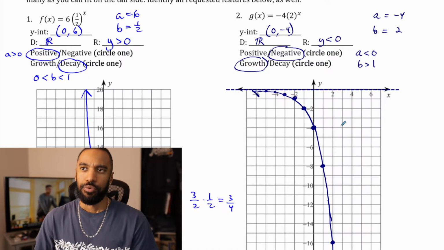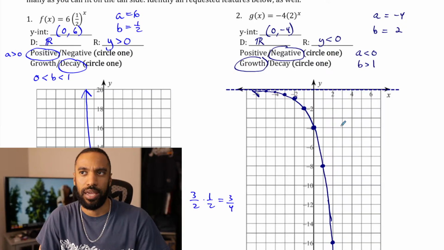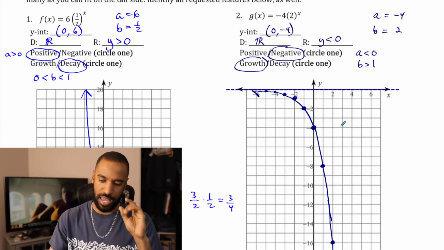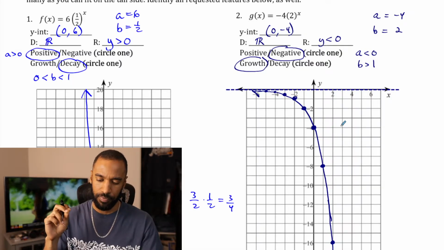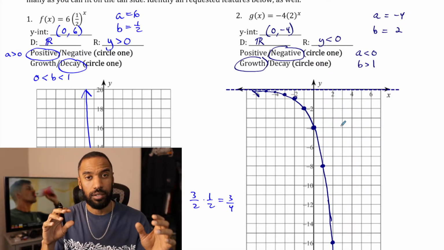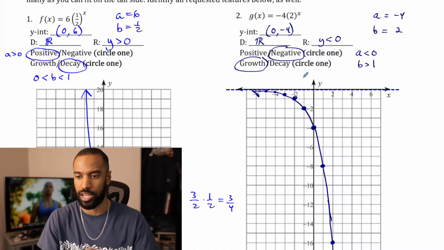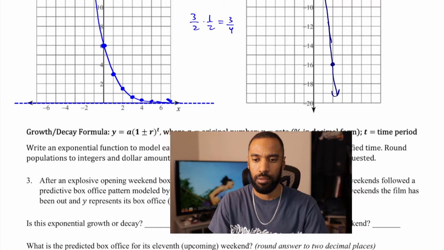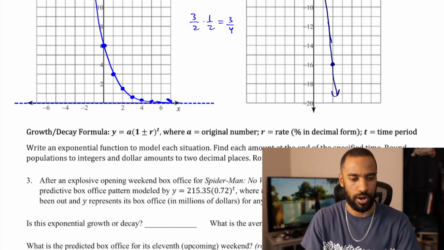Why can't it be negative? Well, it's not an exponential function that way. It would oscillate sign every time you increase x by 1. You'd go from a negative to a positive to a negative to a positive. But there's also no real in-between, because raising negative values to fraction exponents can lead to undefined values. So there's no negative either. B is either between 0 and 1, or it's greater than 1, and that's it.